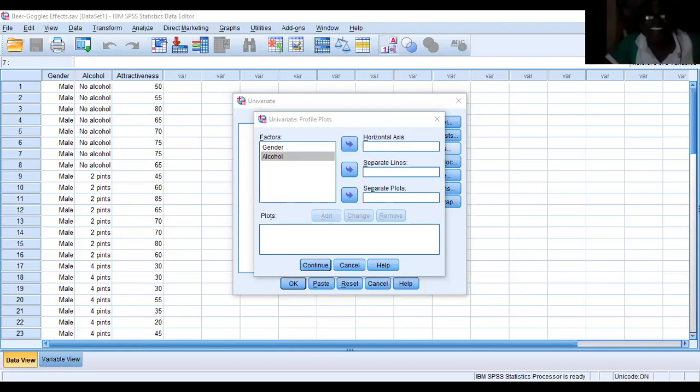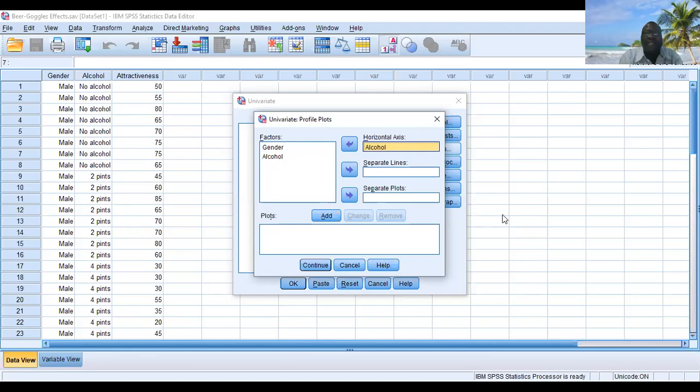What happened here? Okay, I'm back. Move alcohol to the horizontal. Move gender to the separate line. Add. That's their interaction. Can you see now?